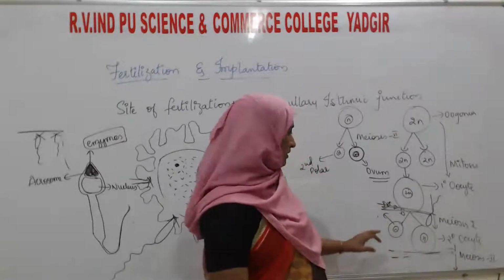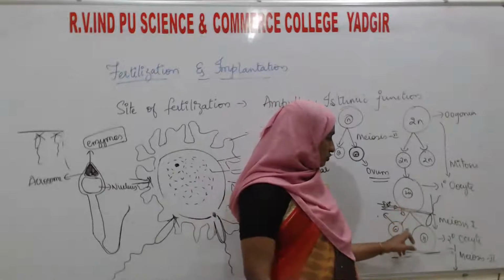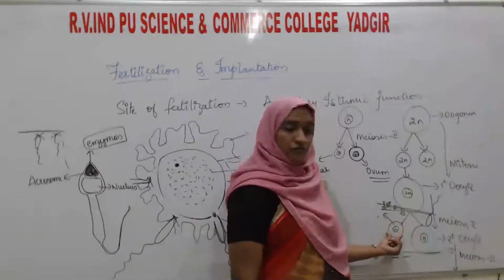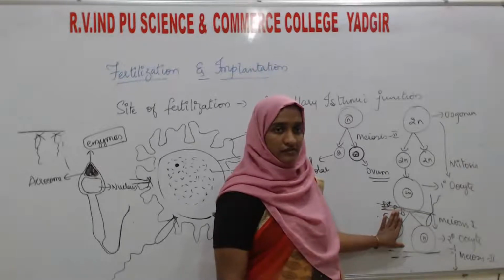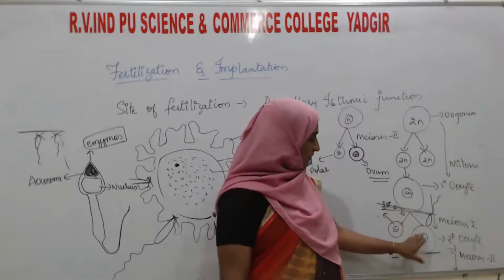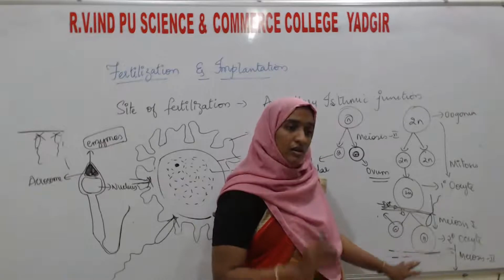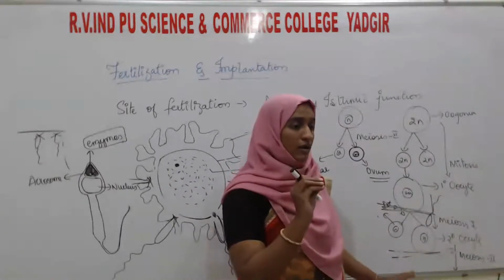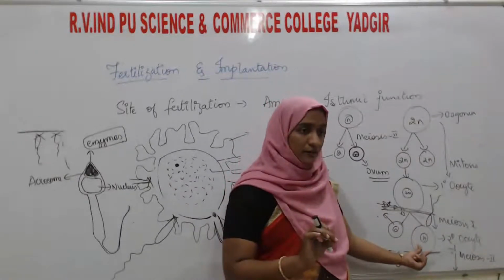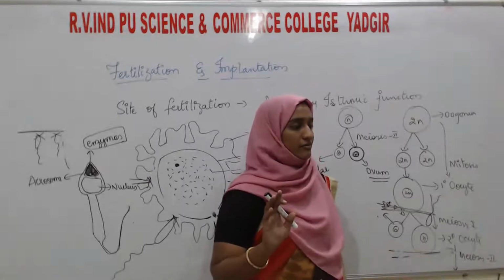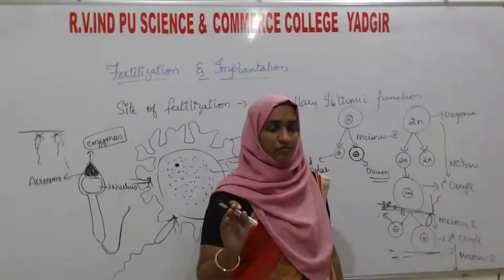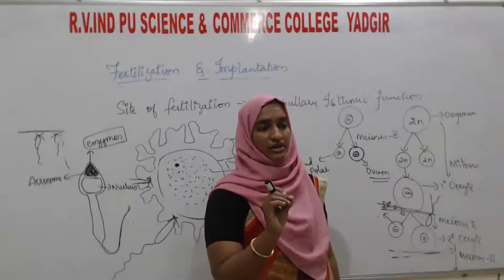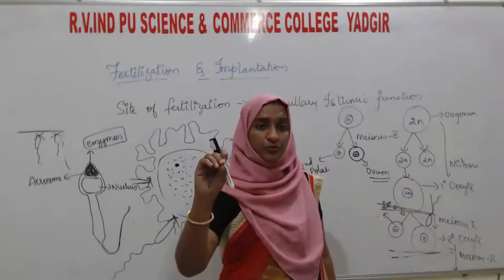Next, this will form two cells. One is the first polar body. This cell will degenerate. But the other cell, the ovum, is released at this stage during ovulation from the ovary. If it is released from the ovary, then it comes into the fallopian tube.